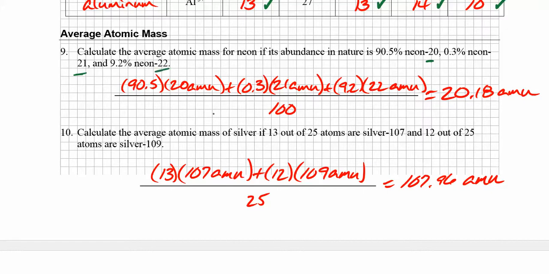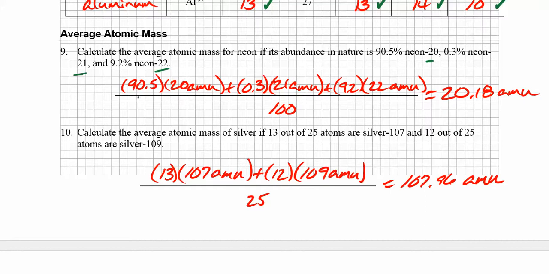So how do we approach this problem? What we do is we take a look at each one of the individual isotopes. We've got 90.5%. Another way to do this is simply to do all of the percentages. I could have either divided each one of these by 100, or I can just take the whole thing and divide by 100. That'll accomplish the same task.